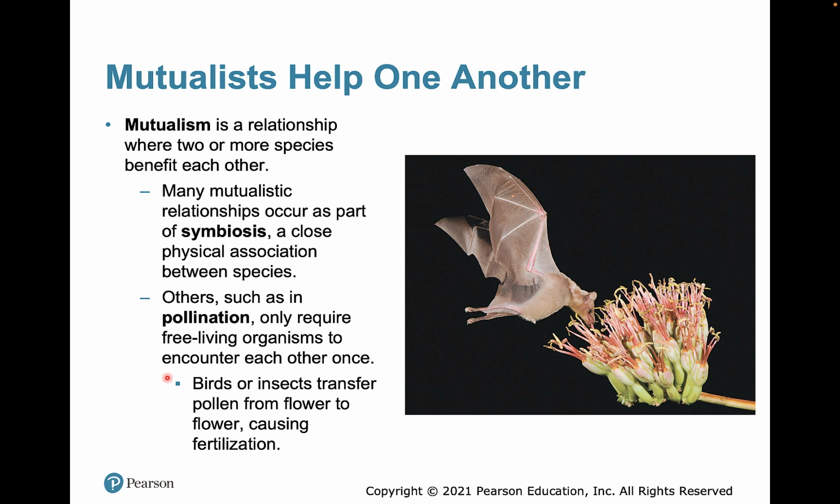Another kind of symbiotic mutualistic relationship is pollination, okay? And there's a picture of pollination, a bat and a funky flower. Birds or insects, or bats, are going to take pollen from one flower to the next to cause fertilization, which then procreates the species. And then the organism that's doing the pollination is going to benefit from it as well.